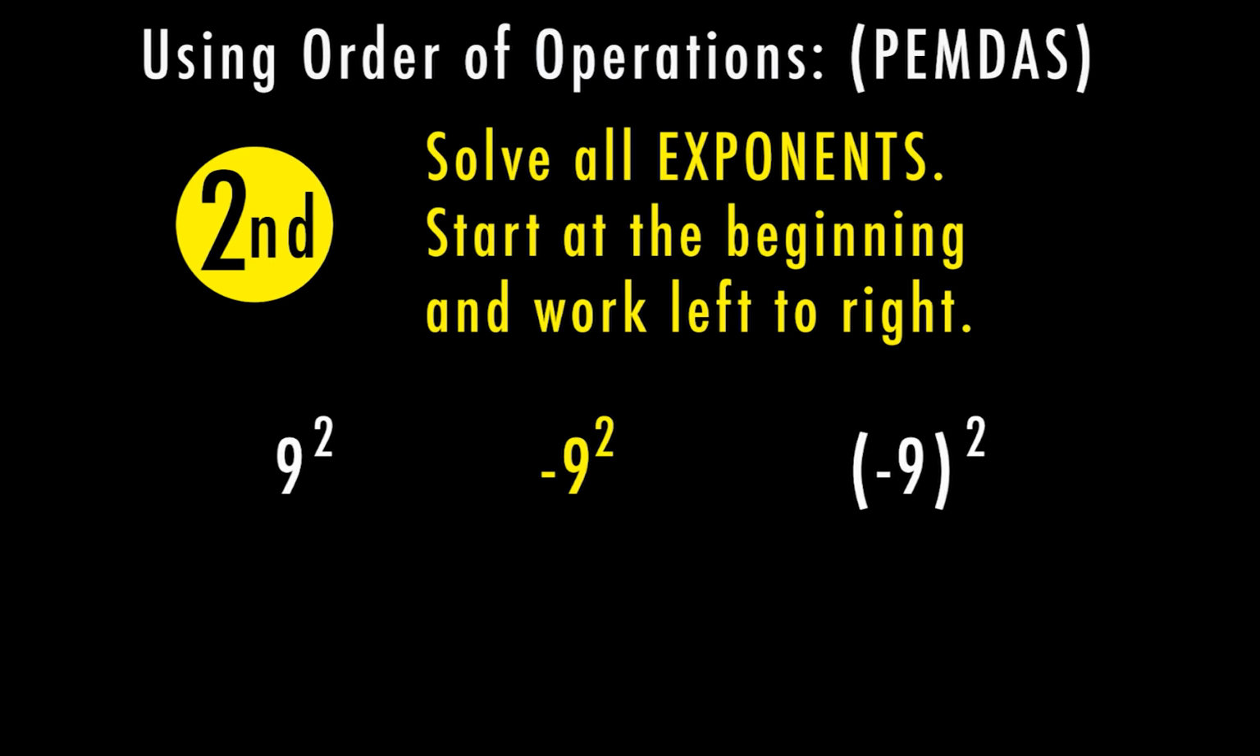All three of these have 9 squared. Let's talk first about what the exponent means, and then I'm going to talk to you about the difference in these three problems. 9 squared means 9 times 9. This little 2 tells the big number how many times to multiply, and 9 times 9 is 81.